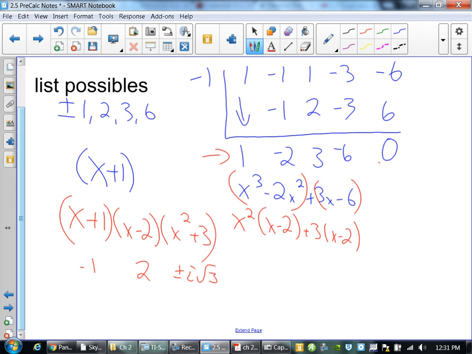How did you get x plus 1? Because we found that negative 1 was a 0. And that's the whole relationship between zeros and terms. If the 0 is negative 1, the term is x plus 1. If the 0 is negative 6, the term is x plus 6. If the 0 is positive 7 halves, the term is x minus 7 halves. Okay? Let's try another one.